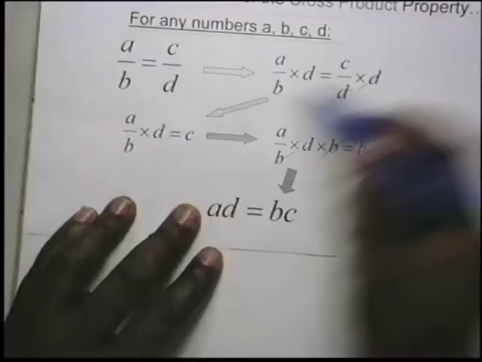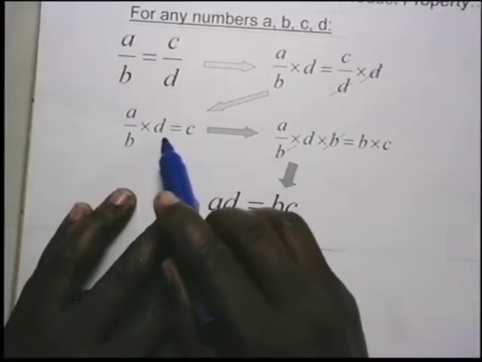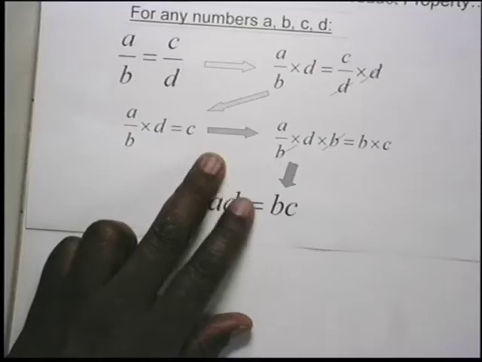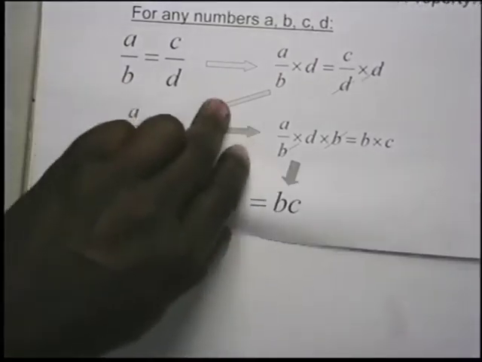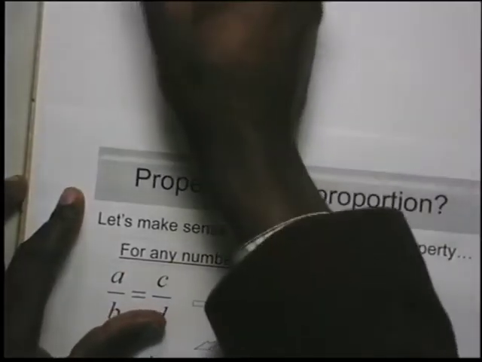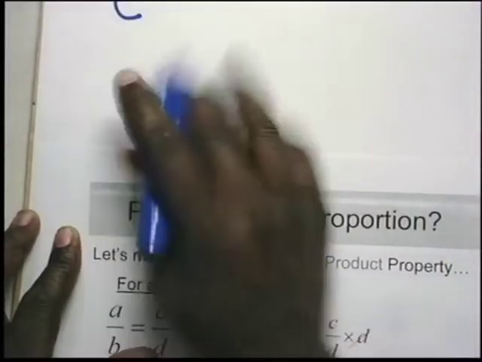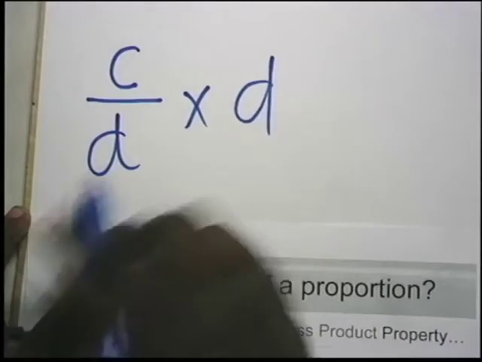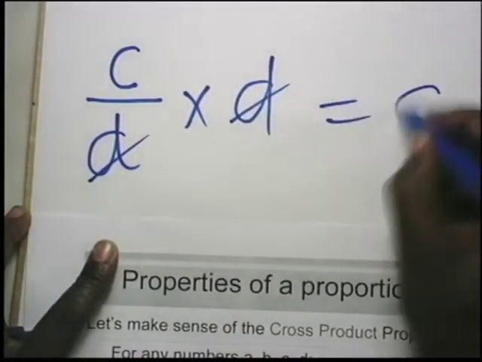Maybe we remove these from the side, take a clear one, and put it there. We try to illustrate what we mean here. Now, we have A over B multiplied by D equals to C. Now, we want to deal with the other side. The other side, if you remember, we also had C divided by D multiplied by D, and this we canceled and ended up with equals to C.